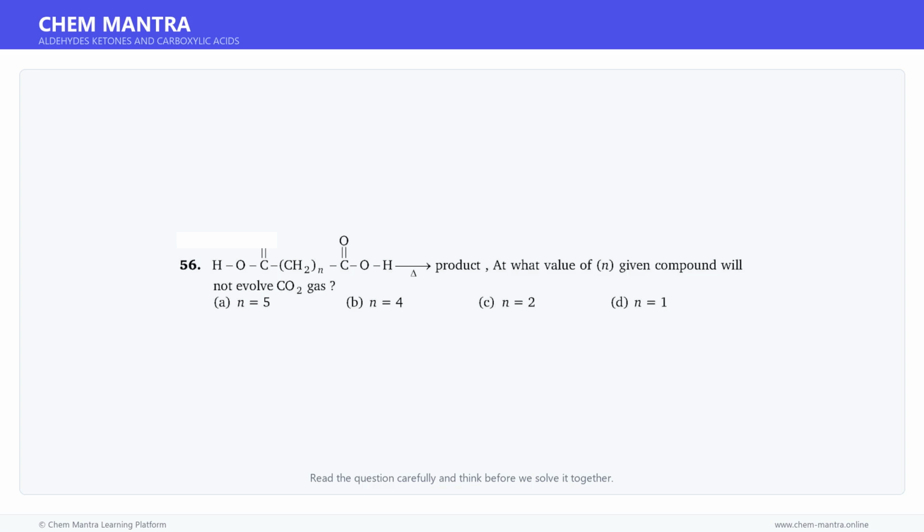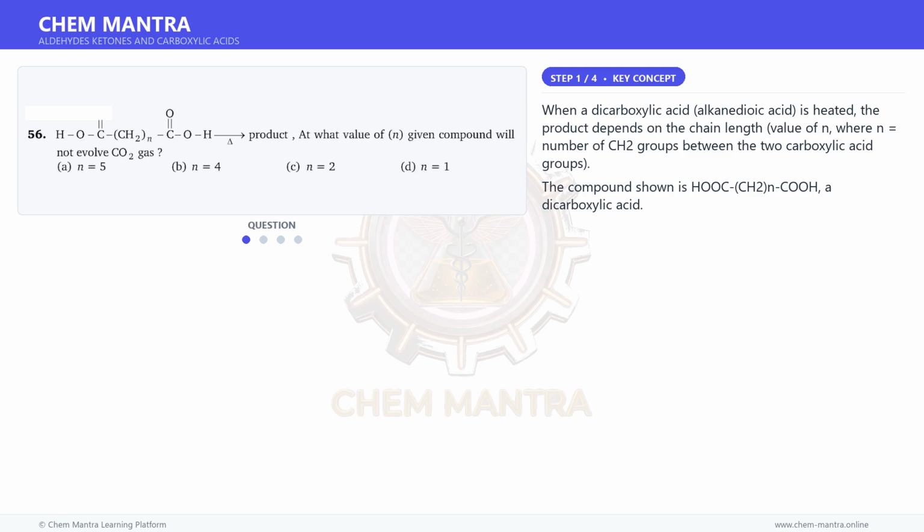Here is a question. Read it carefully and think about the answer. Let us solve it step by step. Let us first understand the key concept here. When a dicarboxylic acid, alkanedioic acid, is heated, the product depends on the chain length, value of N, where N is equal to the number of CH2 groups between the two carboxylic acid groups.